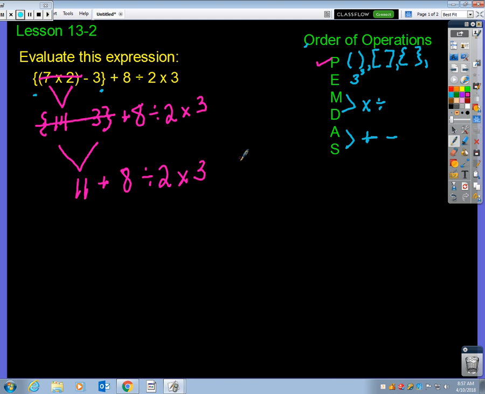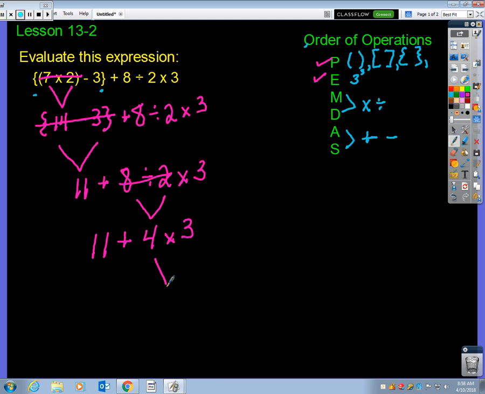I have no exponents in this part of my problem. So I'm done with exponents. Now I go multiplication or division, left to right. Which one comes first? So I start over here at 11 and I work left to right. I see a plus sign. I see 8 divided by 2. That's right where I'm going to start. What is 8 divided by 2? 8 divided by 2 is 4, and I bring everything else down. 11, so I can cross that one out. 11 plus 4 times 3.